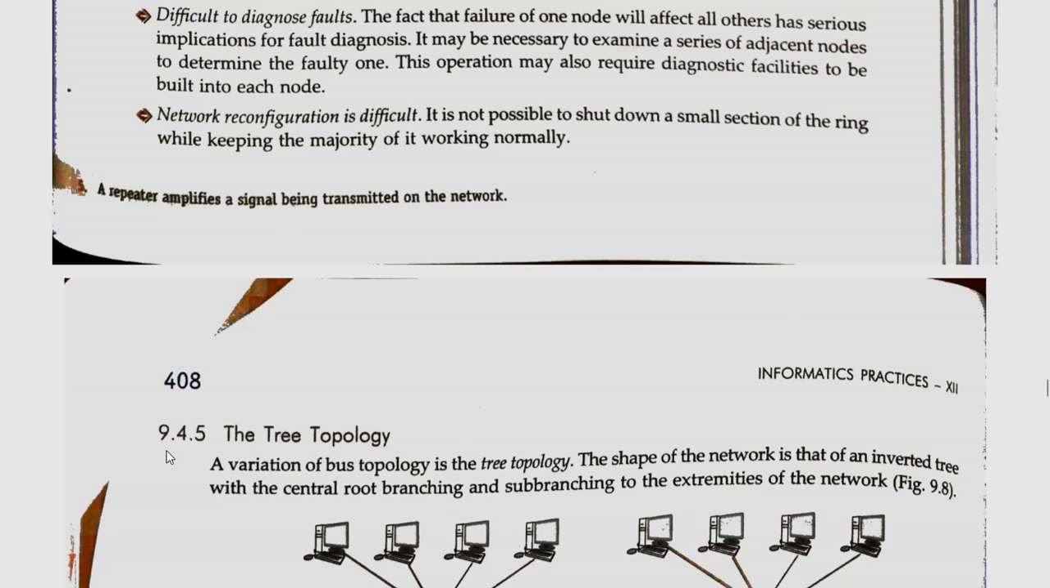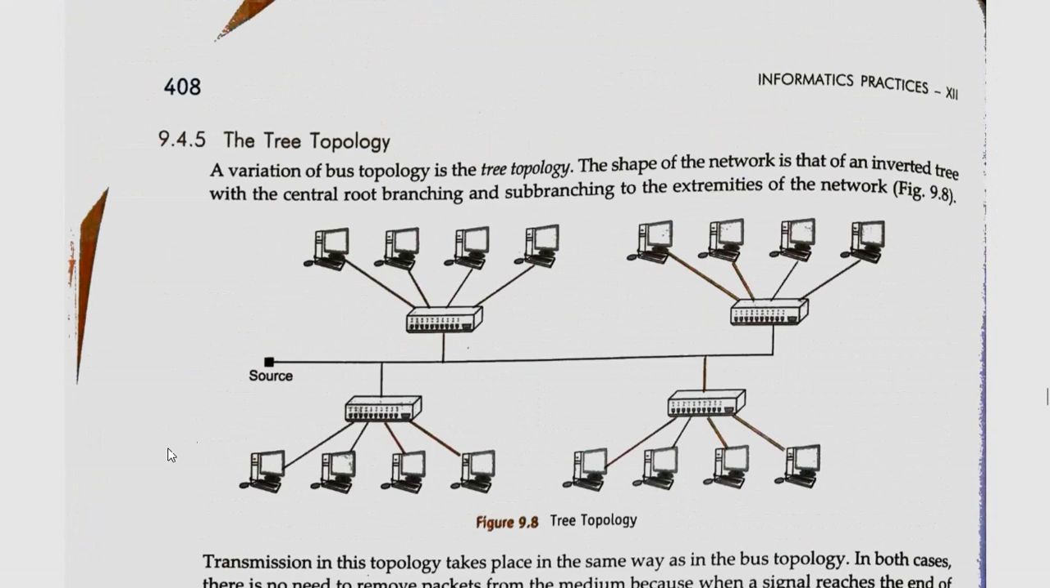Next is the tree topology. In tree topology, you can see certain sets of branches being created here. So now let's see how it is joined. A variation of bus topology is the tree topology. The shape of the network is that of an inverted tree. Inverted tree, you can understand this. With the central root branching and sub-branching to the extremities of the network.